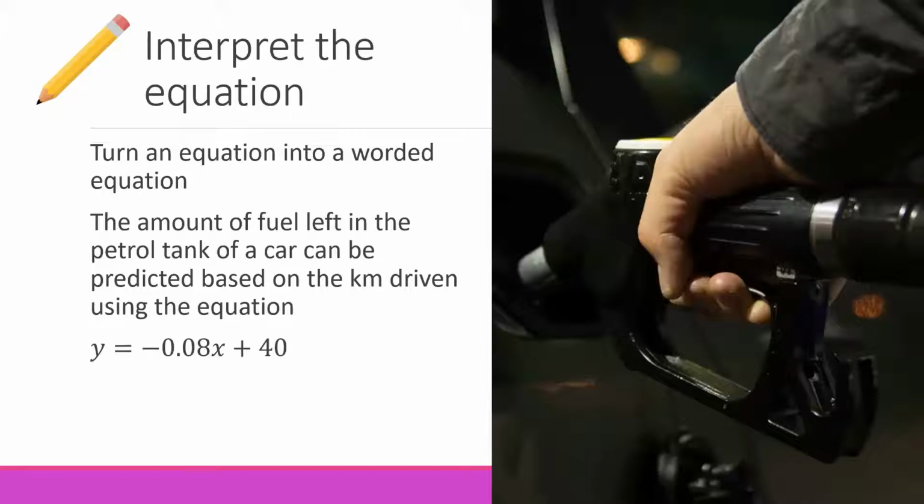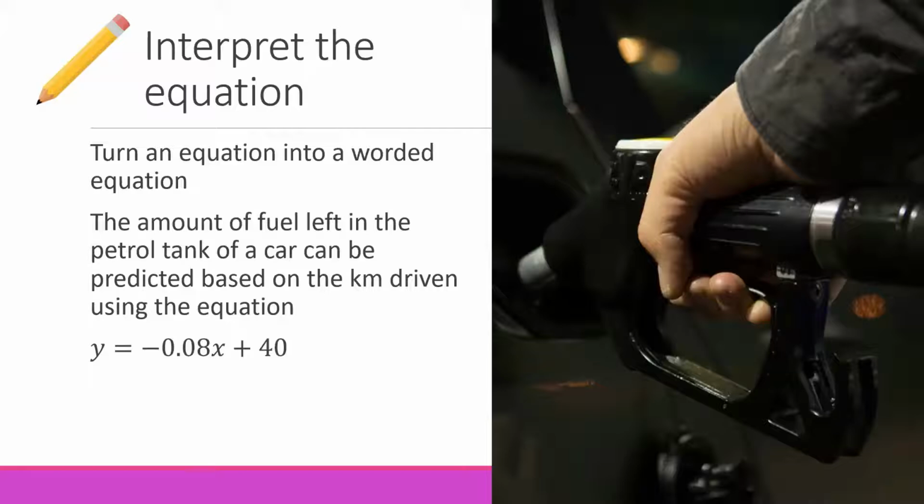So let's have a look at this. The amount of fuel left in the petrol tank of a car can be predicted based on the kilometers driven using the equation blank. So how can we turn this into an equation? Turn the equation into a worded equation.